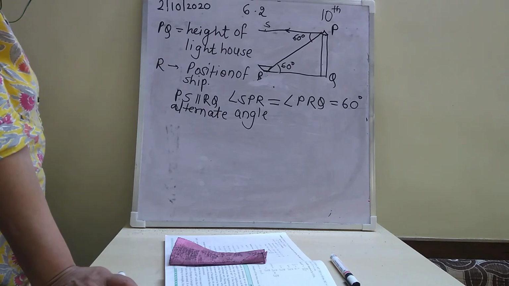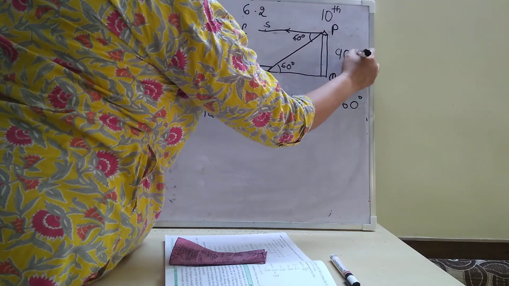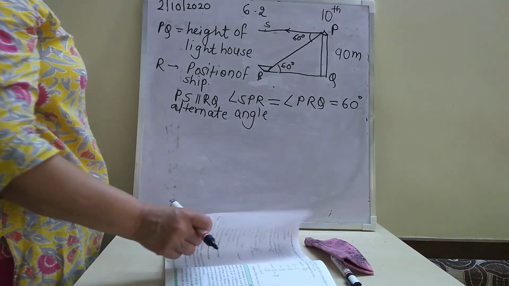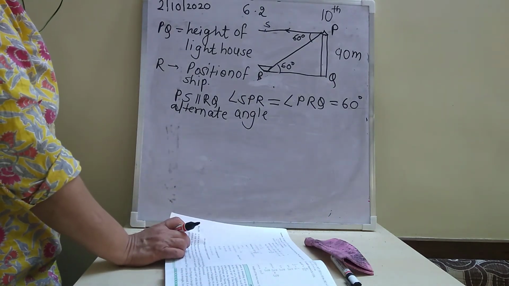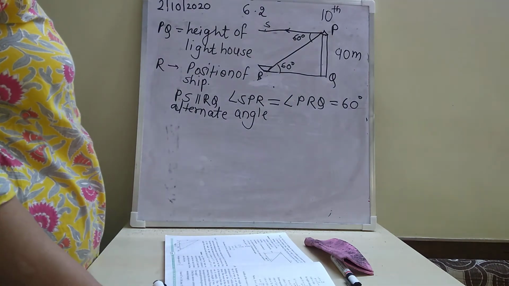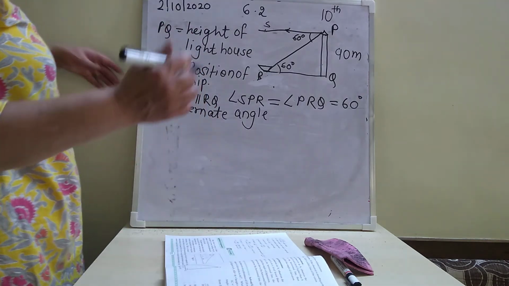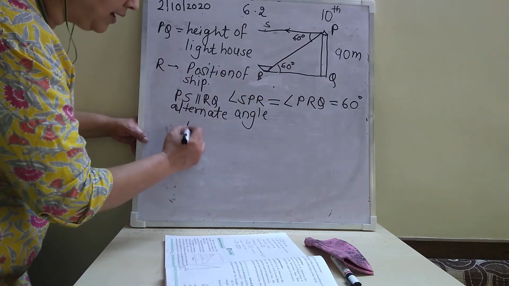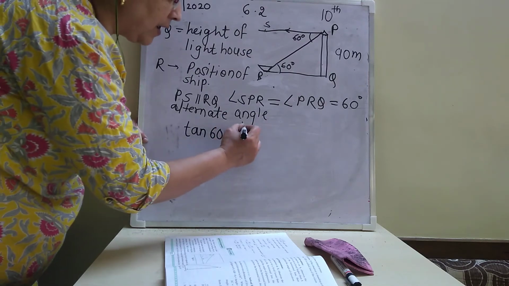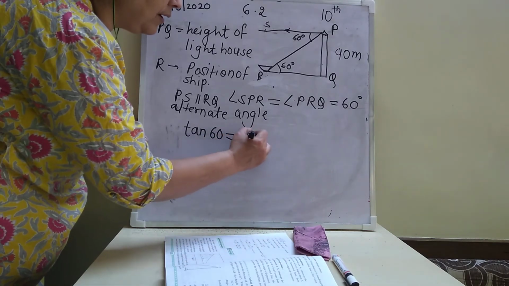And now we'll see what is given next. Height of the lighthouse is 90 meters. So you have to find the distance of the ship from the lighthouse. Okay. Now what is tan 60? Again the same thing. I told you many times that you use the values of the six trigonometric ratios only. Tan 60 is equal to opposite upon adjacent, that is PQ upon QR.